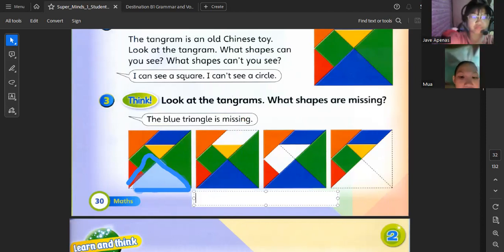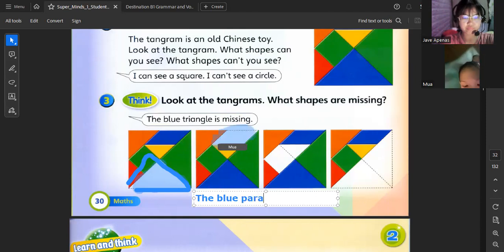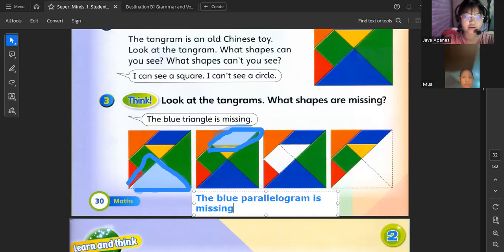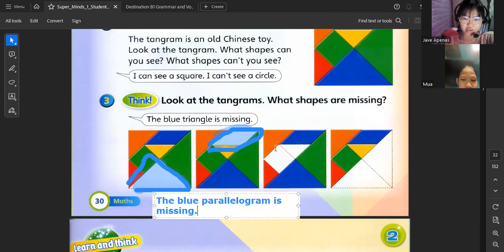Can you see it? The blue parallelogram is missing. Correct. Okay, now can you try to draw there? The blue parallelogram. Yes, okay, well done. All right, so this is now the sentence. Okay, so the next one, what about here?